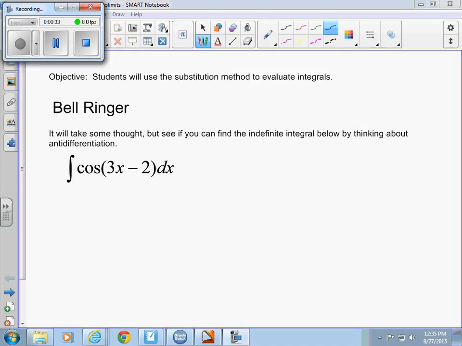You had a bonus last night, and a lot of you were able to do it, right? What was your thought process when you did the antiderivative of the one on the homework, was it cosine or sine? This was cosine. What's your thought process when you're doing an antiderivative of cosine 3x minus 2?